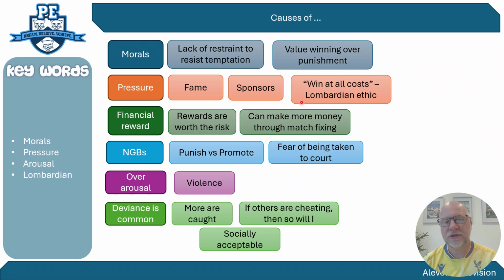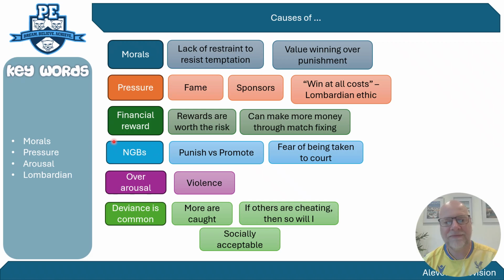And then you can always bring in the Lombardian ethic, the win at all costs attitude that comes in with the Americanization of sport, which you could bring into this area. Winning is the most important thing, and therefore it pressurizes individuals to cheat to make sure they're winning. Financial rewards are quite self-explanatory. The risks are outweighed by the rewards. You can make a lot of money through match fixing as well, and at a lower level, players may make a lot more money through match fixing than what they get paid to play the sport, depending on the sport as well.